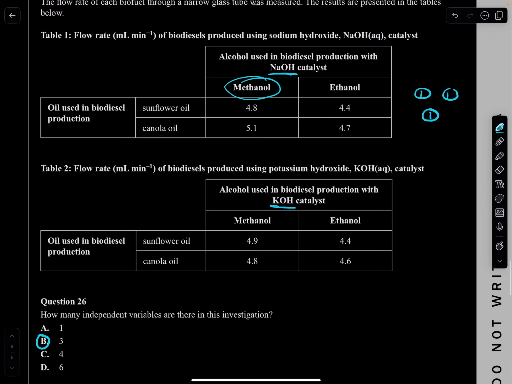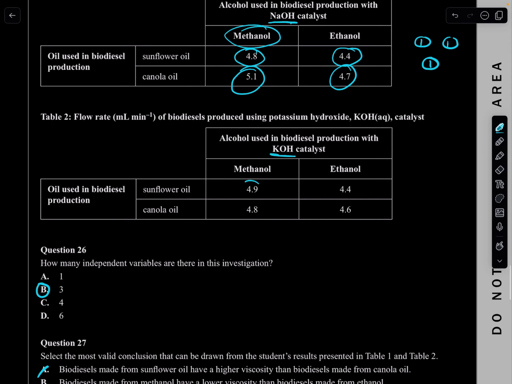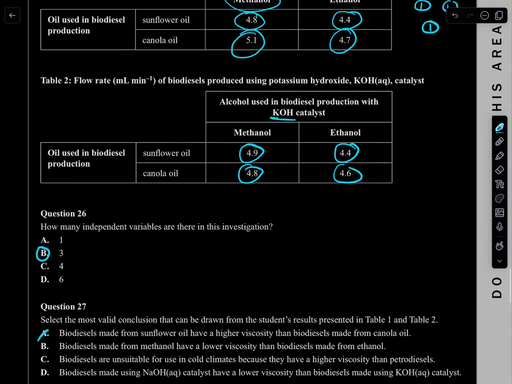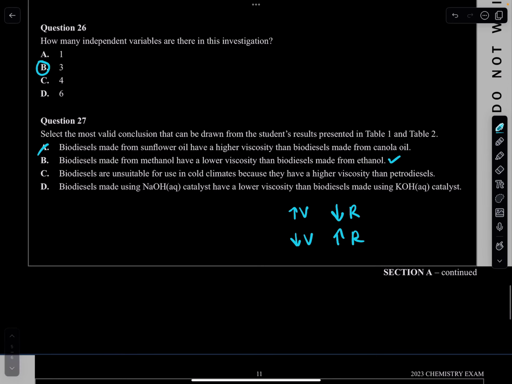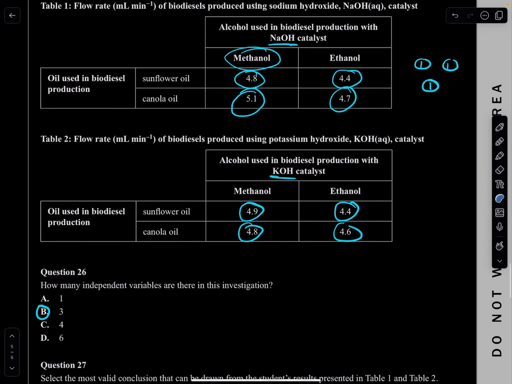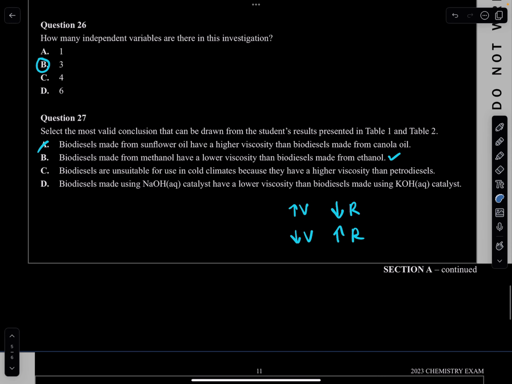We're looking at methanol here, so we want it to be higher. We can see 4.8 is higher than 4.4. That's good. 5.1 is higher than 4.7. That's also good. 4.9 is higher than 4.4, and 4.8 is greater than 4. Beautiful, this fits all the conditions. So that is a nice conclusion, and B looks correct. Let's just rub these out. Let's look at the next one.